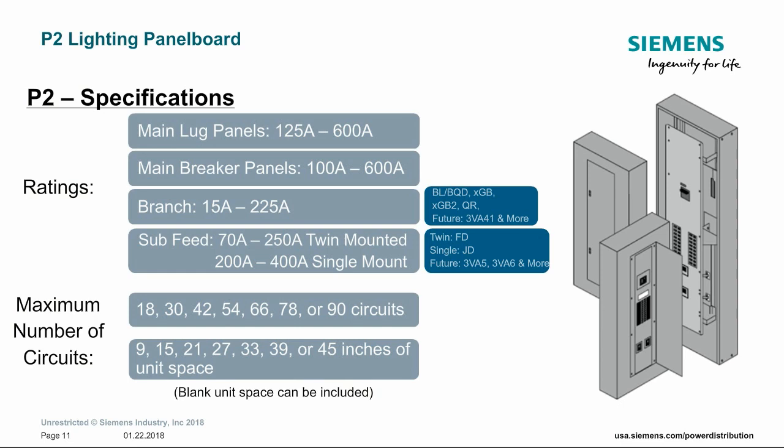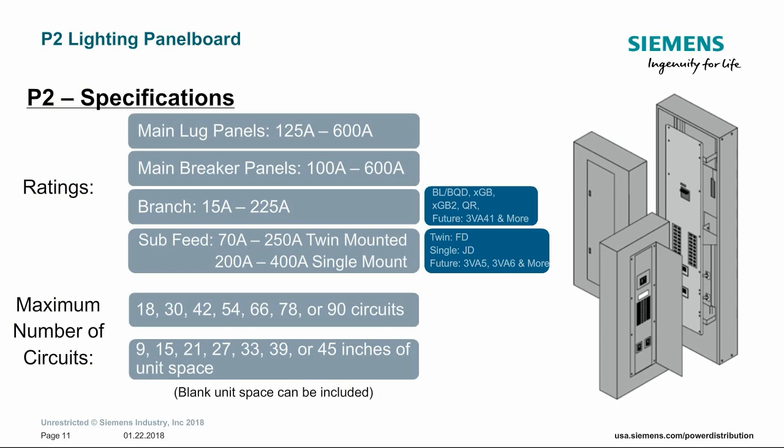For our main lug and main breaker panels, they go all the way up to 600 amps now. And our branch ratings for these go from 15 amps to 225 amps with a wider variety of formats for these breakers. They can be BL, BQD, XGB, XGB2, or QR. And also we're planning on incorporating 3VA, 4.1, and more formats in the future.